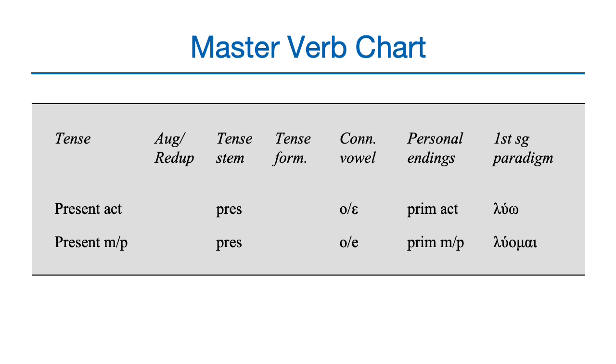Lastly, I point you to this chart. This is the master verb chart. This chart is going to grow bigger and bigger. So you have present active indicative. You form it how? Present tense stem, there is connecting vowel, omicron, epsilon, there is personal endings, primary active, first person singular paradigm is luō. Present middle passive, you have the present tense stem with the connecting vowel, omicron, epsilon, with the personal endings, primary middle passive, and then first person singular will be luomai.